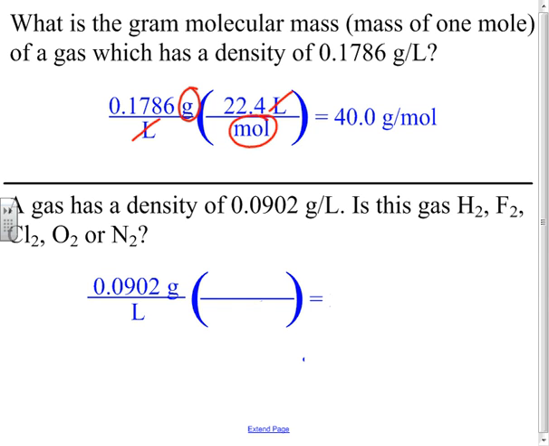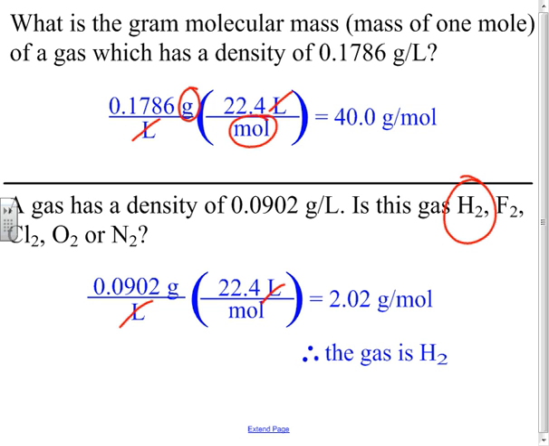Again, take the density, multiply it by the number of liters per mole, and that gives you a molar mass of 2.02 grams per mole. And that has to be hydrogen, because hydrogen is the only one that has a molar mass of 2.02 grams per mole.